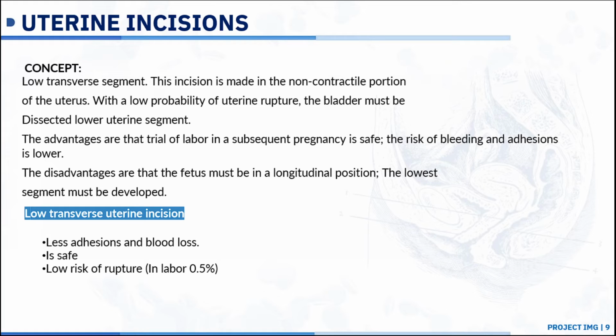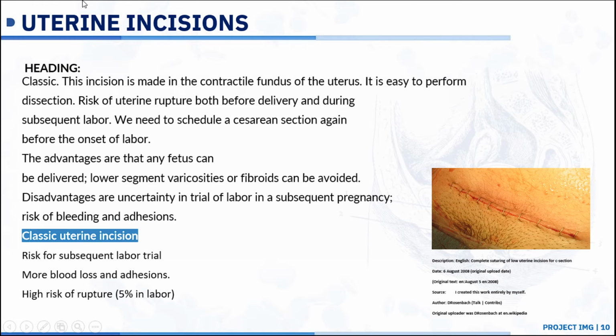Low transverse uterine incision: fewer adhesions and blood loss, safe, low risk of rupture in labor, 0.5%. Uterine incisions. Classic. This incision is made in the contractile fundus of the uterus. It is easy to perform dissection. Risk of uterine rupture both before delivery and during subsequent labor.